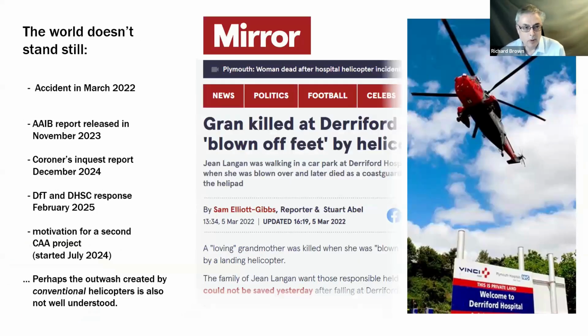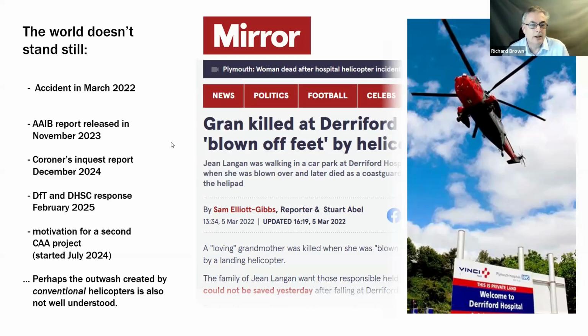Things happen in other parts of the world. And if we go back a little bit, there was a very serious accident in March 2022, where a large helicopter coming into a hospital vertiport at the Derriford Hospital down in the south of England, it was a Sikorsky S-92, happened to be involved in an incident where an aged lady was blown over in the car park and later died as a result of her injuries. And the accident was attributed to downwash-related fluid dynamics.